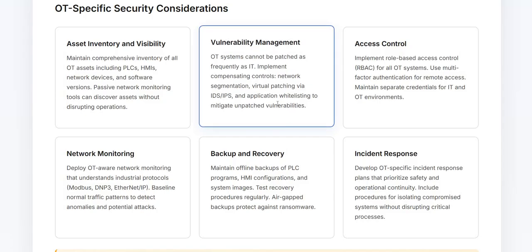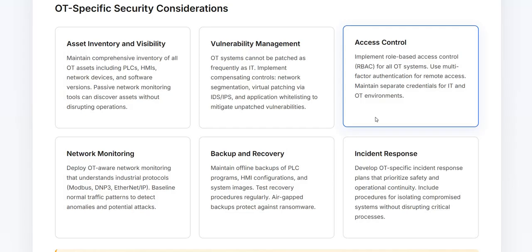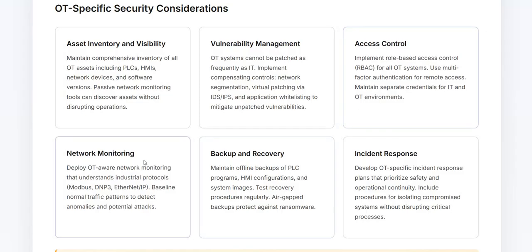And next comes vulnerability handling. Unlike IT systems, you cannot patch controllers every week. So teams compensate using segmentation, intrusion detection, and strict control over what applications can run. Access control follows naturally, and roles matter. Engineers, operators, and vendors should not share accounts, right? And remote access needs stronger checks because distance removes physical oversight.